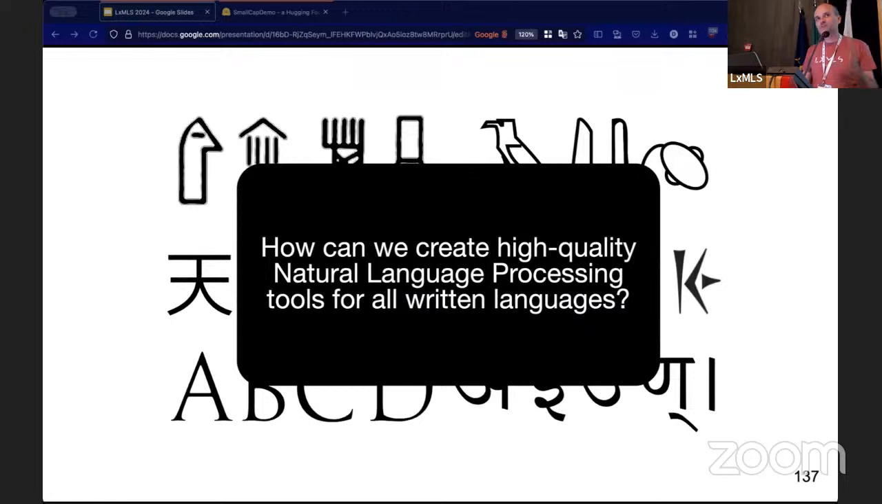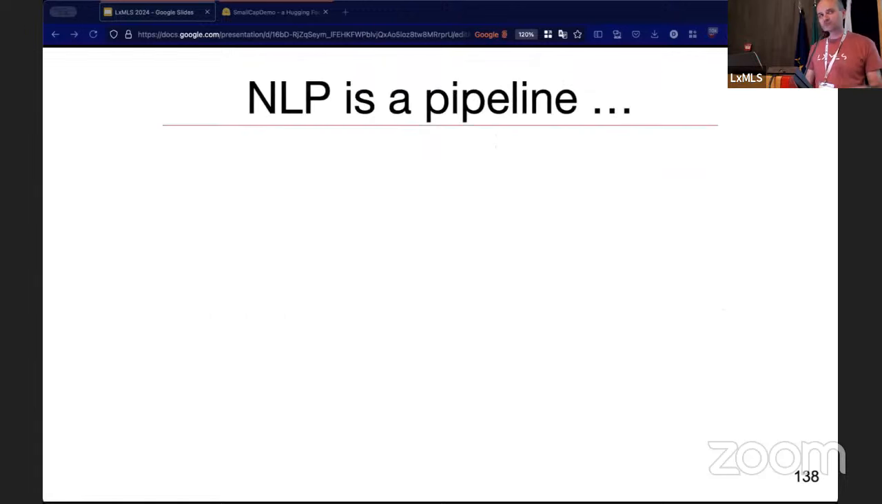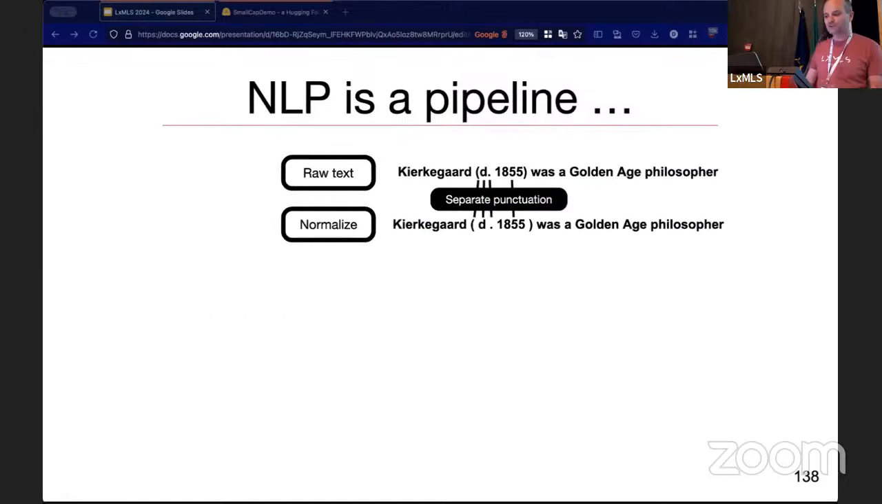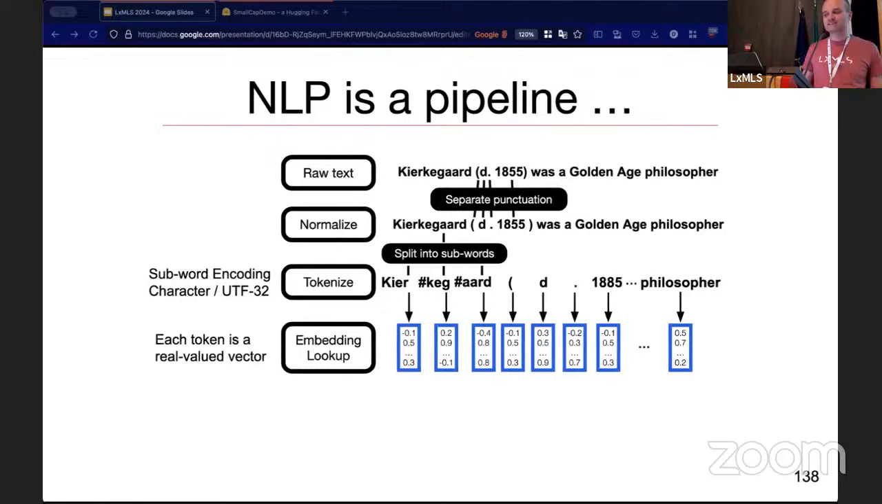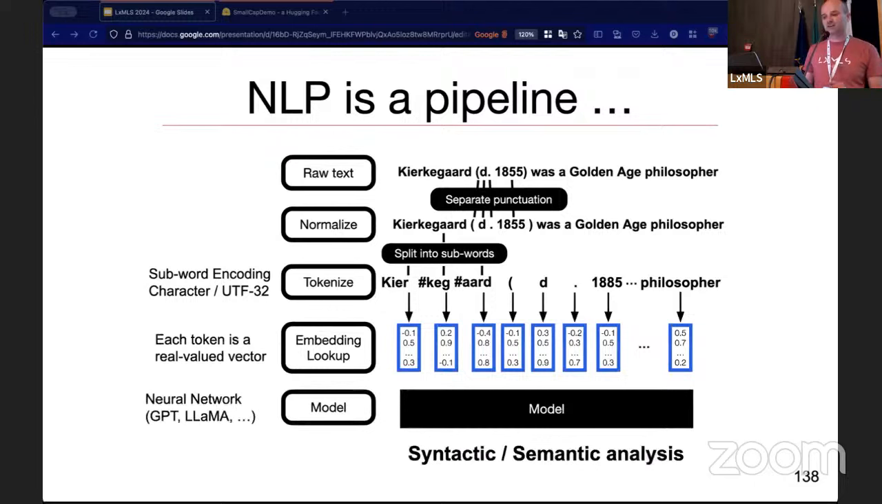And in order to try to answer this question, we have to reflect on the fact that NLP is a pipeline where we start with raw text and then we normalize it, and then we split our text into subword tokens. We have a terrible subword tokenizer here for Danish, which splits Kikugo into 3 meaningless subwords. Then each of these subwords gets associated with a vector, as we learned from Noah and Danke's talk. And then we use this to do some kind of syntactic or semantic analysis with GPT or Llama, or maybe do some kind of prompting.